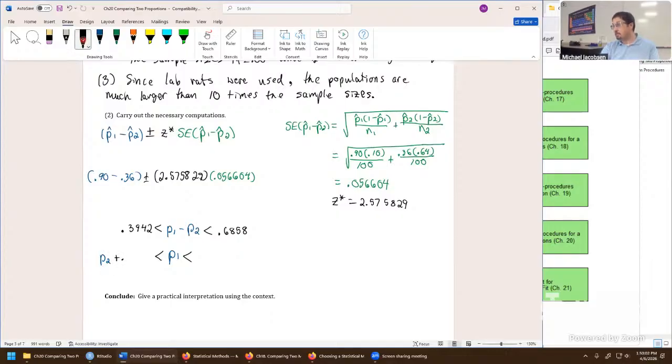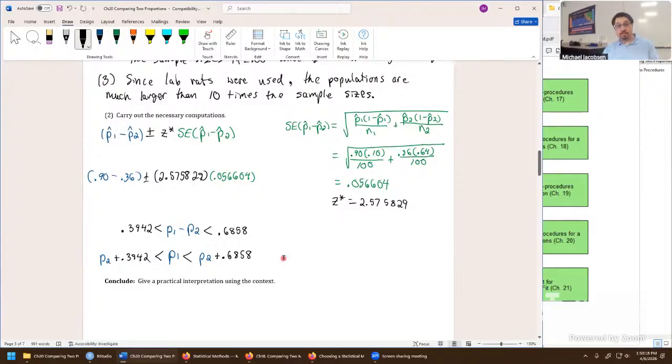plus 0.3942 is less than P1, which is less than P2, plus 0.6858. Finally, that's our entire interval. Both sides are positive, so that's going to tell us about our practical conclusion.